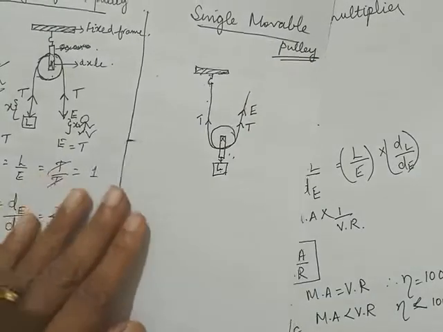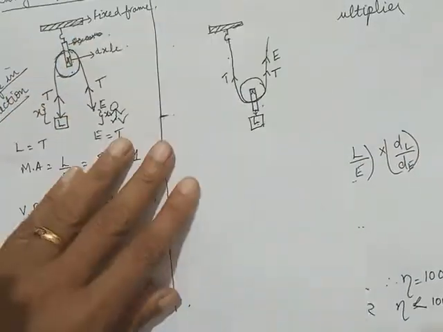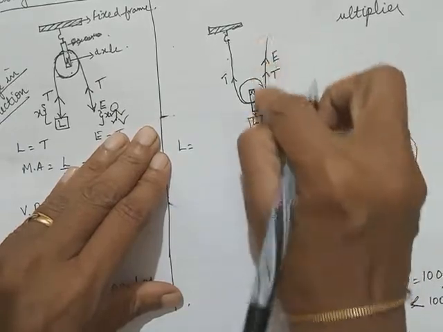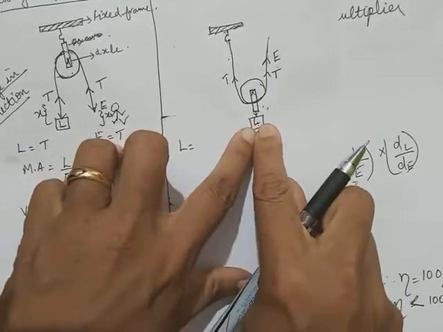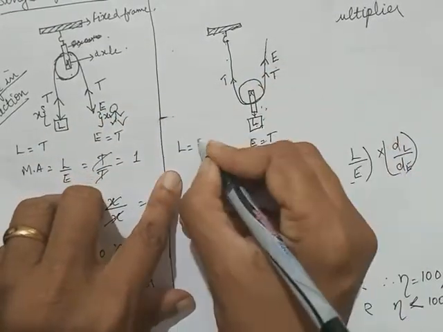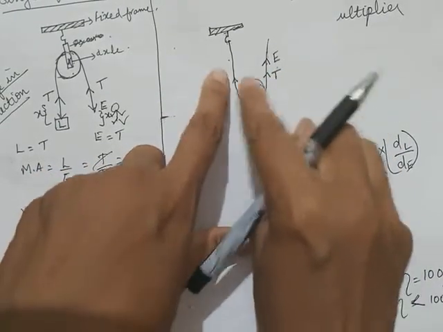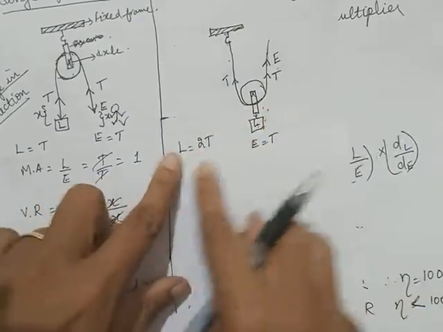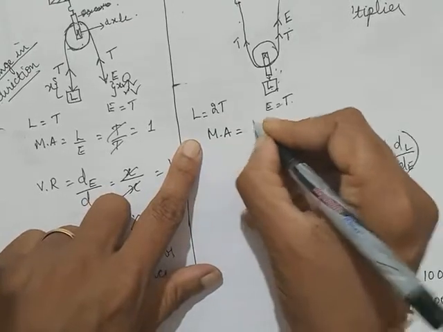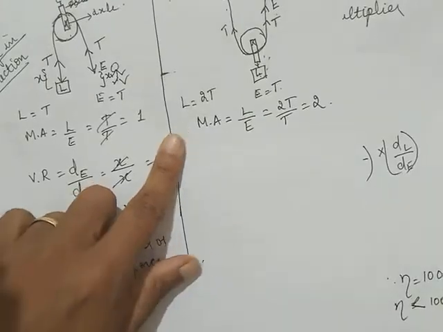Now, in what way is this advantageous? Let's see. E is balanced by T because of this string. Now L is here. It is going to be balanced by these two strings. So T plus T, 2T. The load will be balanced by the tension of these two strings because the load is in between and these two will have an effect on this. So L will be equal to 2T, E will be equal to T. So MA will be equal to load upon effort, 2T by T, which is equal to 2.